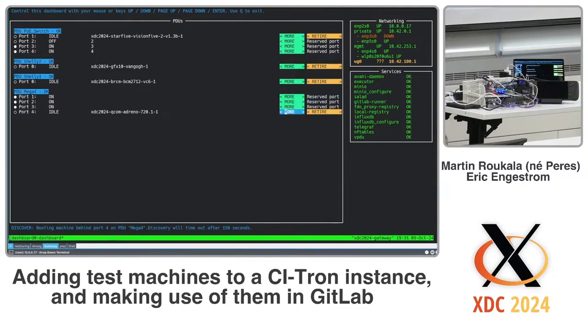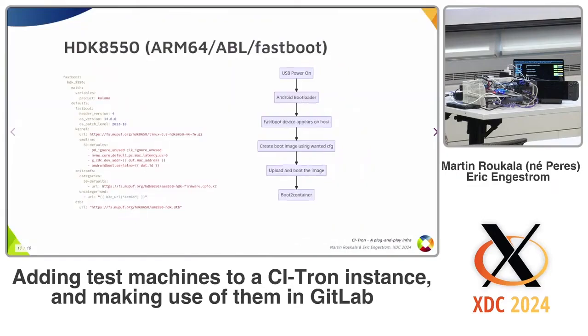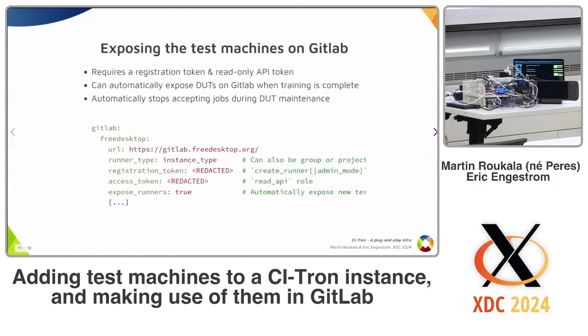Then, what do we have next? We want to expose these machines on GitLab. So what we need to do is say which instance we want to expose it on, then what type of runner we want: is it an instance runner, a group runner, or a project runner? We'll need to create a registration token that has the create runner role, and if you want it as an instance type, then you need to have admin mode also. And then you need an access token with the read API role that allows you to check that the tags that are in GitLab are the same as the ones that we have found. And then you just have a way to expose the runner if you want or not.